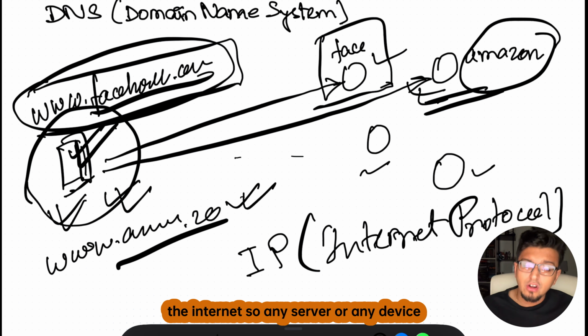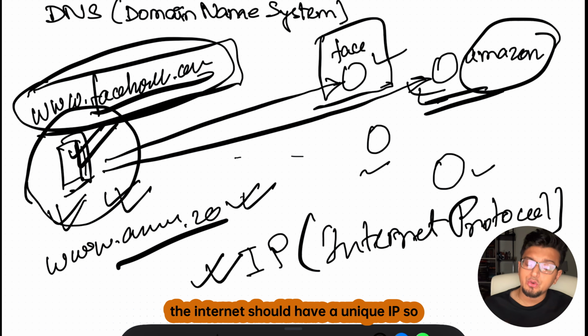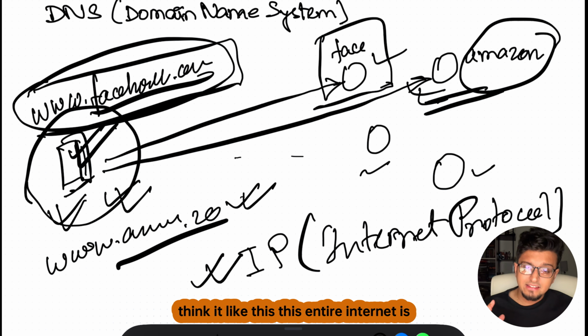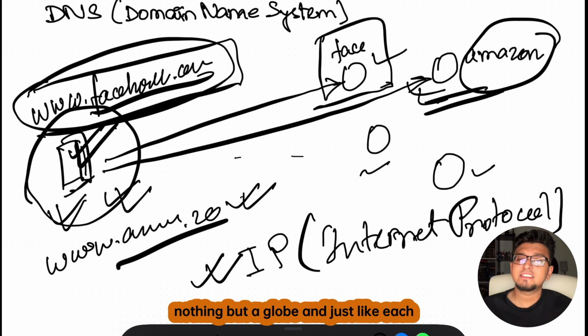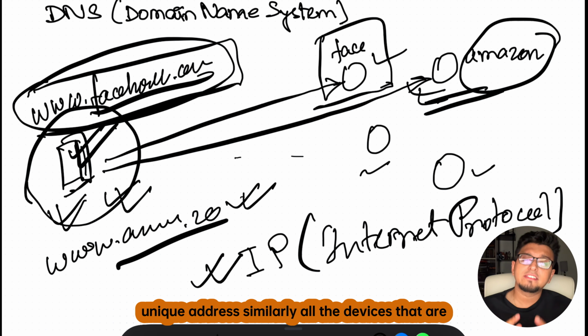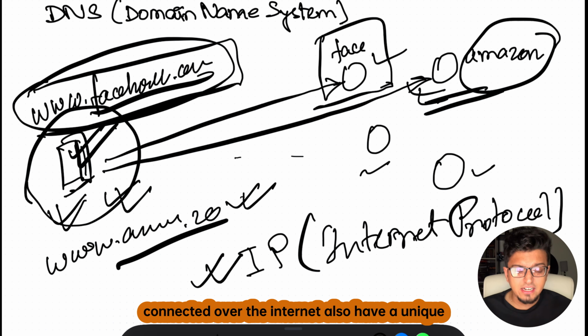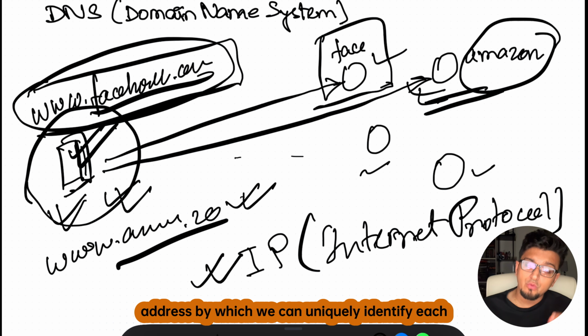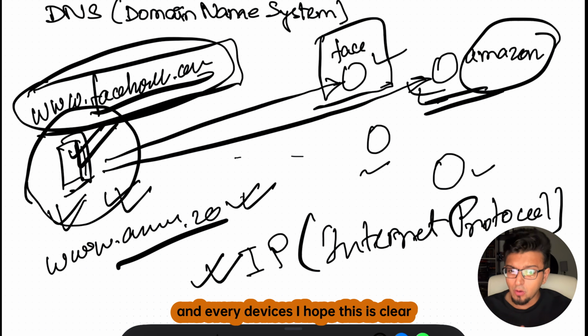Any server or any device that is connected to the internet should have a unique IP. Think of it like this: the entire internet is nothing but a globe, and just like each and every location on earth has a unique address, similarly all the devices connected over the internet also have a unique address by which we can uniquely identify each and every device. I hope this is clear.